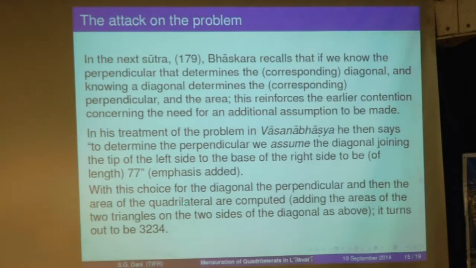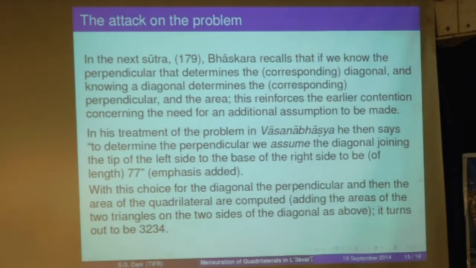So one should note that if one took an arbitrary integer, you would not even be able to compute things very neatly, and it won't be any illustrative example of any sort. So he then proceeds to compute the area using 77 as the value of the diagonal, and that turns out to be 3234. That is the value.